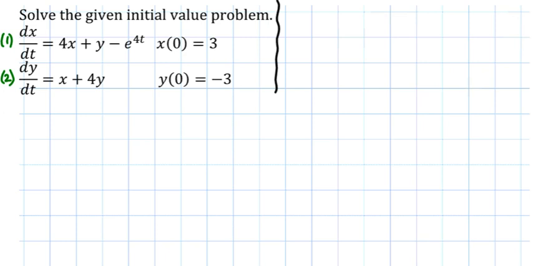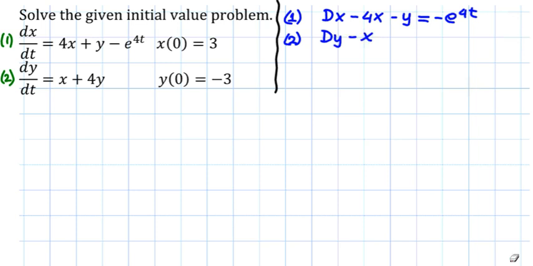So I continue. I start from here. The first equation, to rewrite that, we have dx. Let's move the 4x to that side and the y to that side, equal to negative e to the 4t. And then the second equation, dy minus x minus 4y equal to 0. Right, so we have that step.